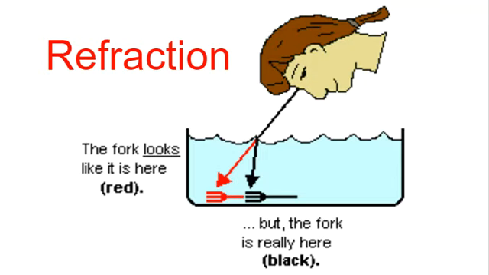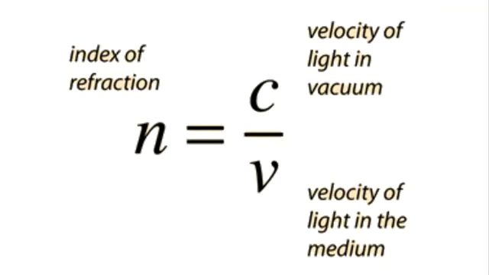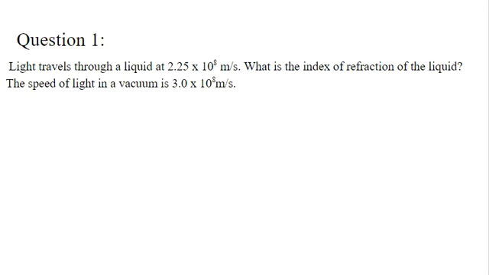The refractive index is the ratio of the velocity of light in a vacuum to its velocity in the specified medium. So we're going to look at an example of how to solve for the index of refraction. Light travels through a liquid at 2.25 times 10 to the 8th meters per second. What is the index of refraction of the liquid? The speed of light in a vacuum is 3.0 times 10 to the 8th.